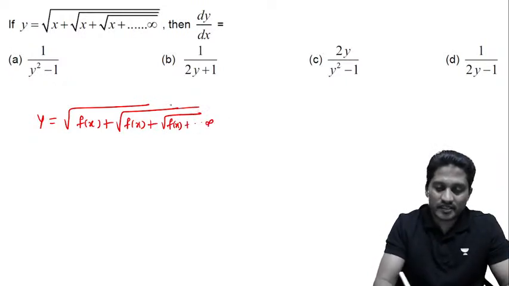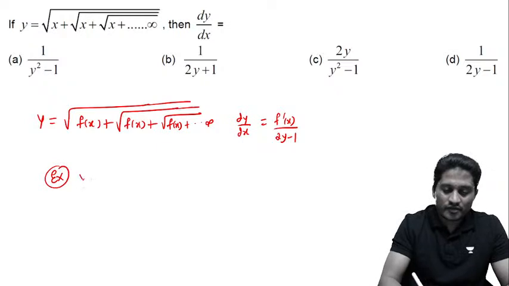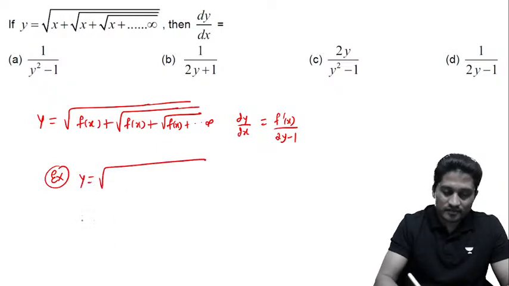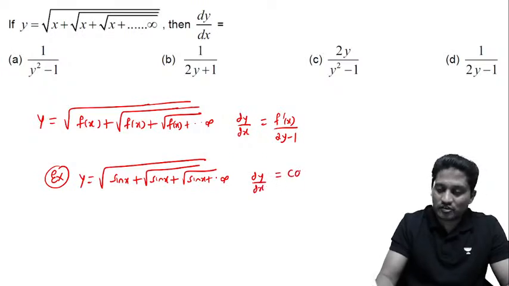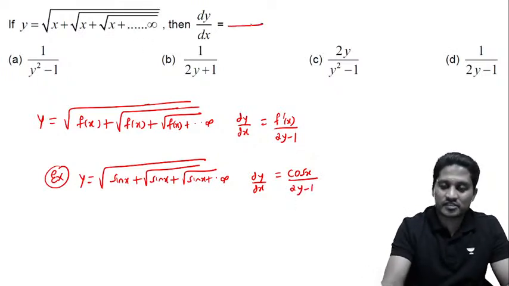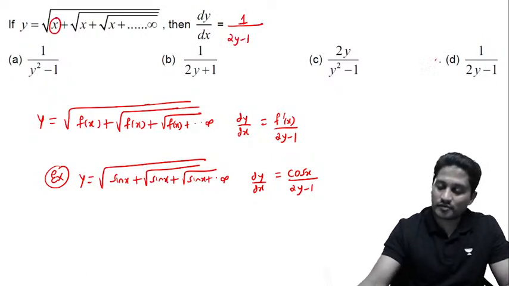Let's say you get a question like this, then dy by dx is always equal to the differentiation of f, that is f dash upon 2y minus 1. I just give an example. Let's say if you have y is equal to root sin x plus root sin x plus root of sin x and so on up to infinity, then dy by dx is always equal to the differentiation of sin x, which is cos x. You get cos x upon 2y minus 1. That's it, guys. If I differentiate this, denominator 2y minus 1 will be there. Differentiation of x will be equal to 1. Answer will be option C.